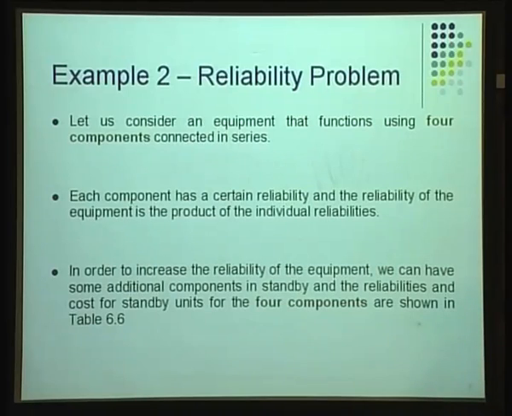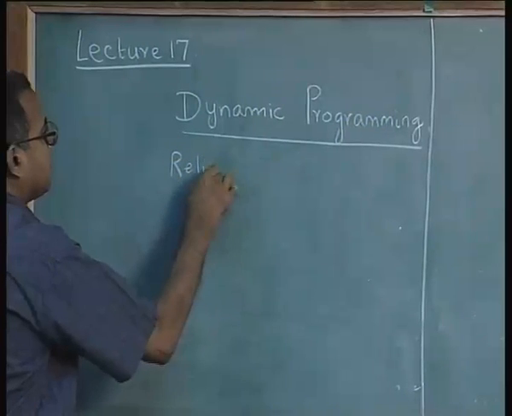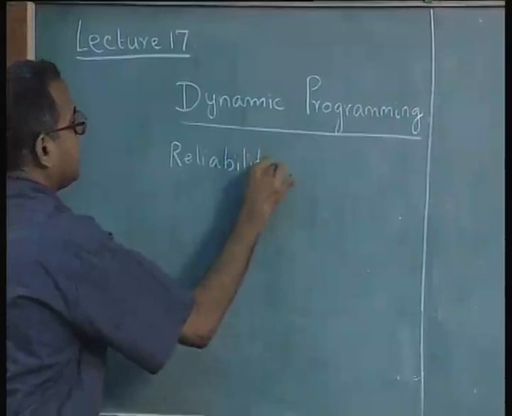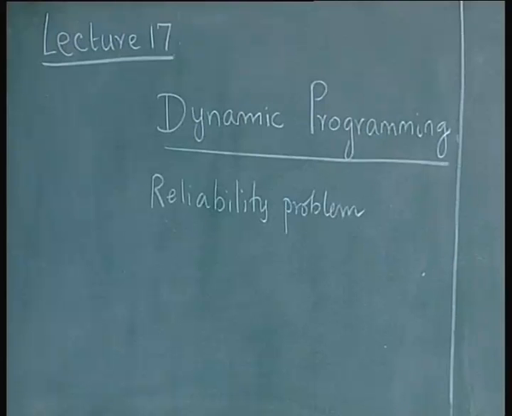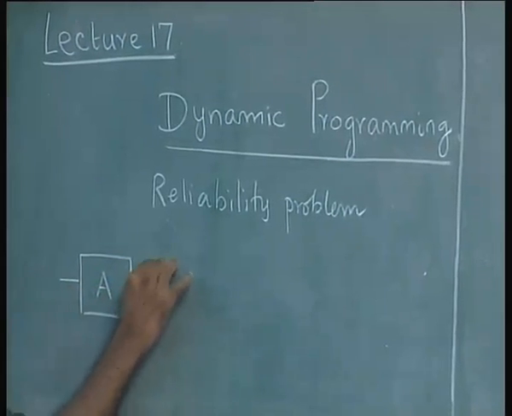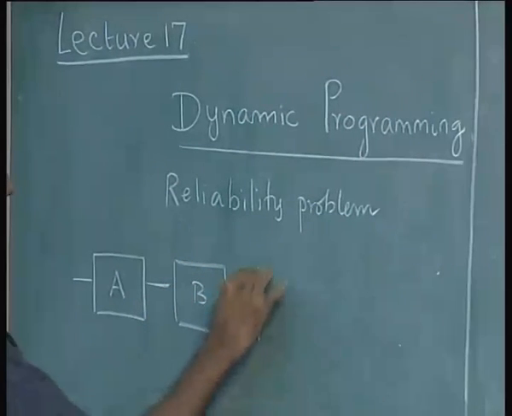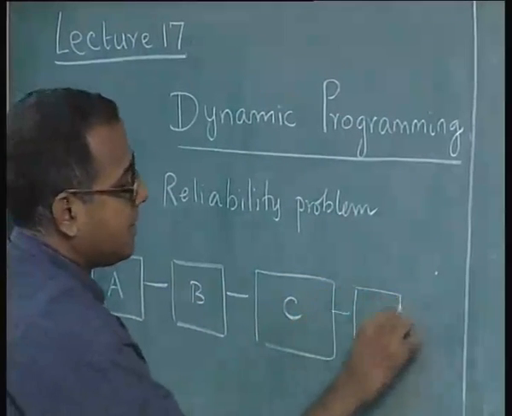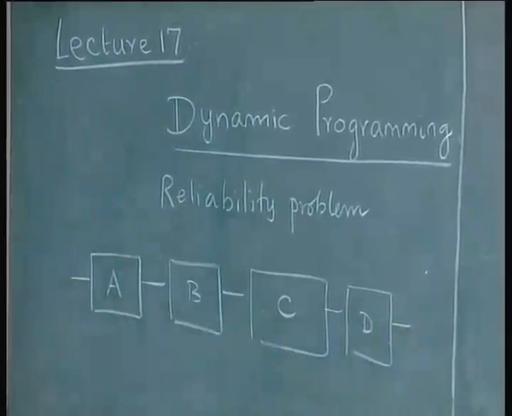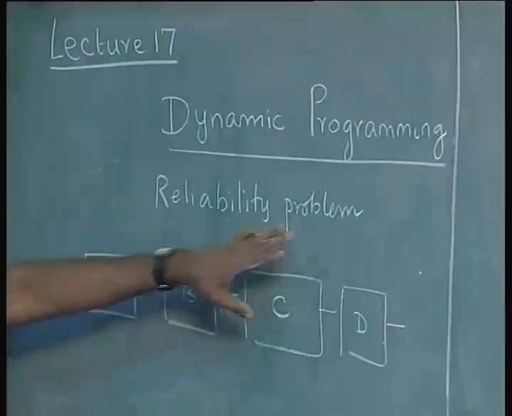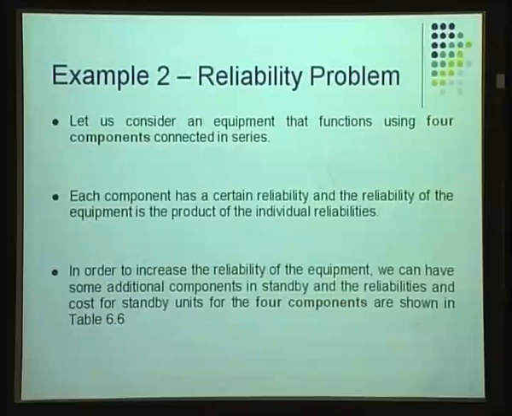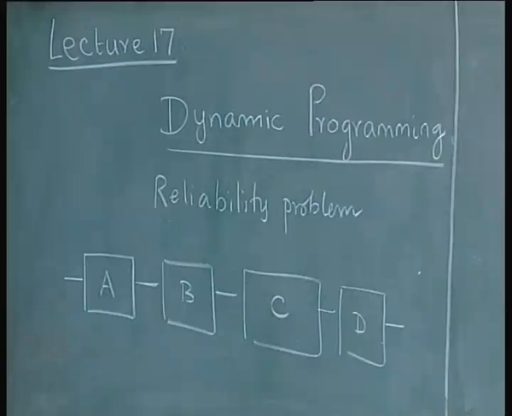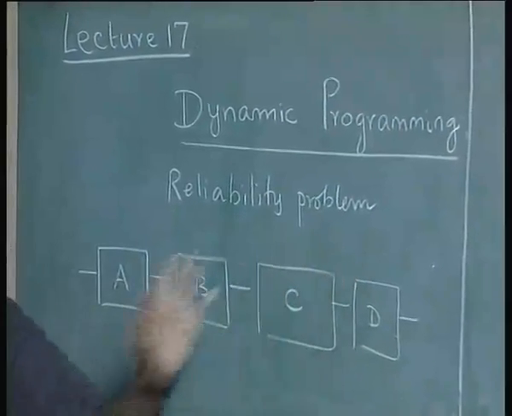Second example is what we call the reliability problem. Here we assume that we have an equipment which is made up of, say, 4 components. We call them A, B, C and D, which are connected in series in order for the equipment to function. Now each component has a certain reliability in a series system. So total reliability of the system is the product of the individual reliabilities.